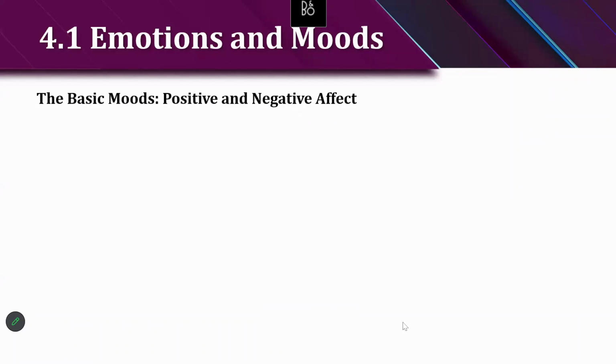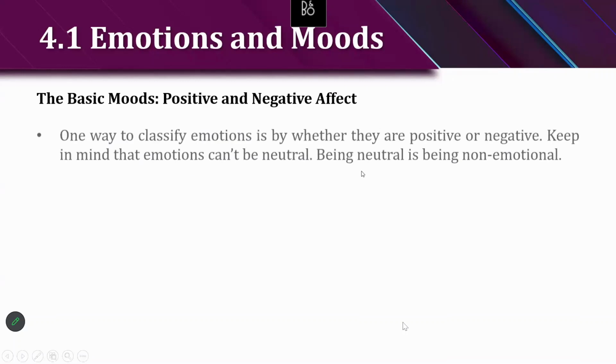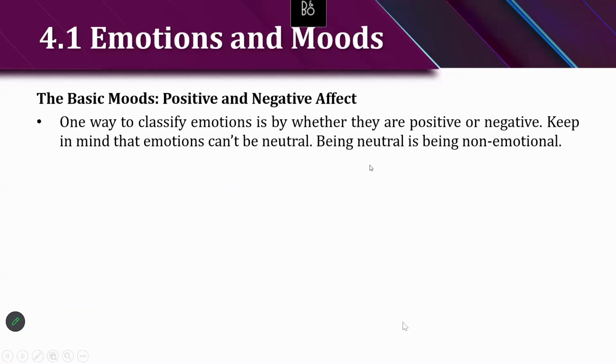So again, the earlier ones are the categories of emotions. Here, the basic moods. As I already said, not like emotions. There are only two main categories of moods: the positive and the negative moods. Okay, so one way to classify the emotions is by whether they are positive or negative. Keep in mind the emotions can't be neutral. Okay, we cannot be in a neutral emotion where we should experience something.